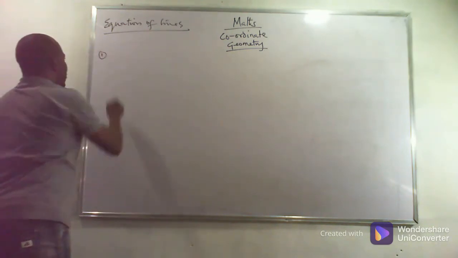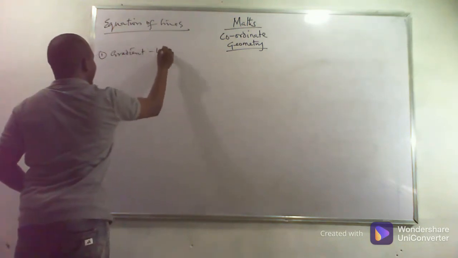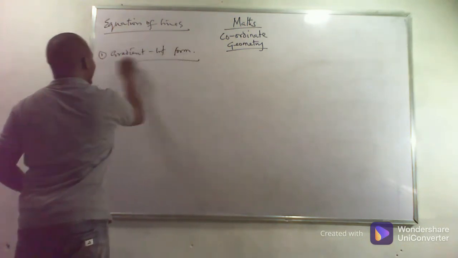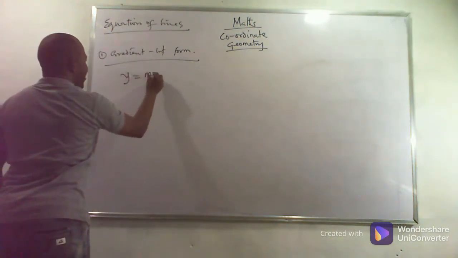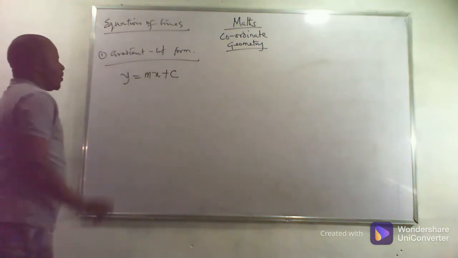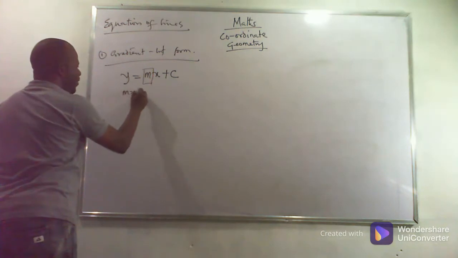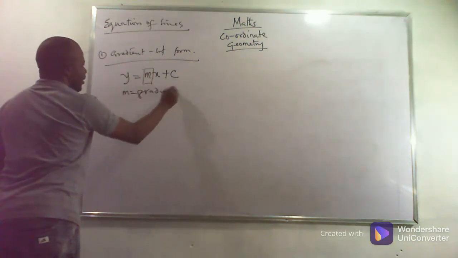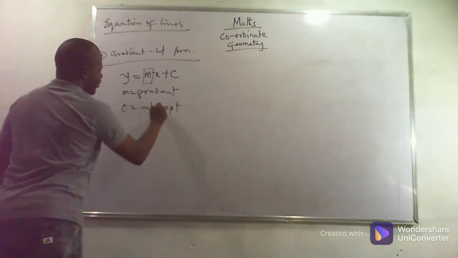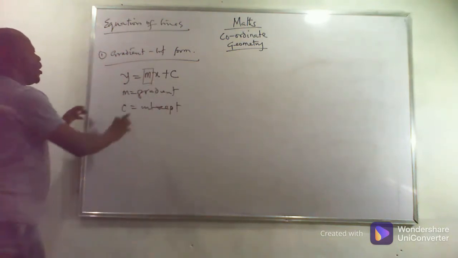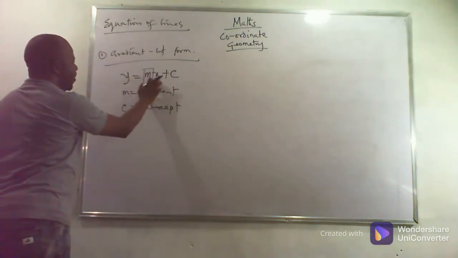The first one, we call it gradient intercept form. And that means y equals mx plus c. Now, this m here stands for what? Gradient. And c there is the what? Intercept. So the equation of a line can be in this form: y equals mx plus c.